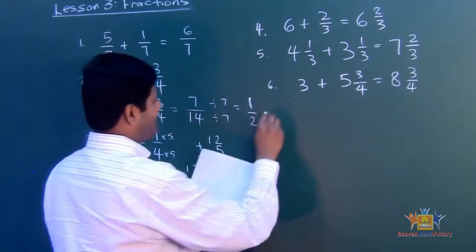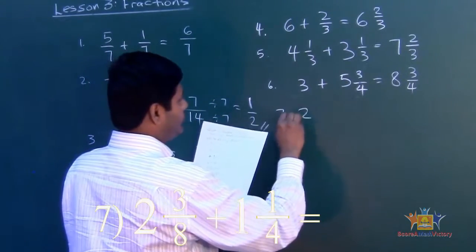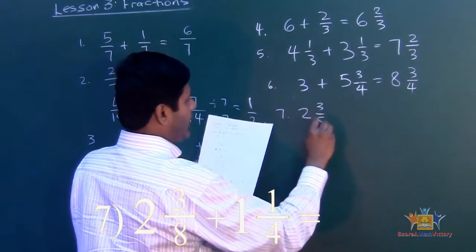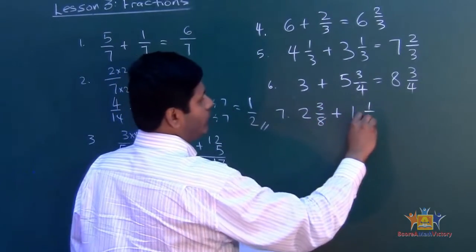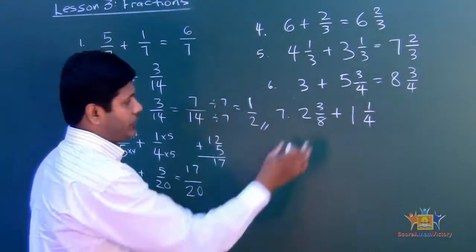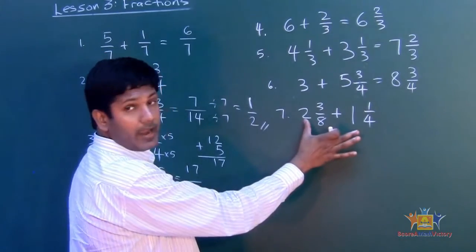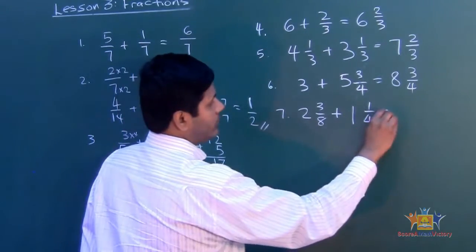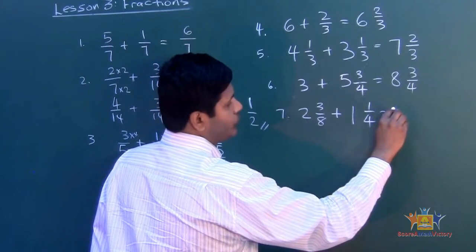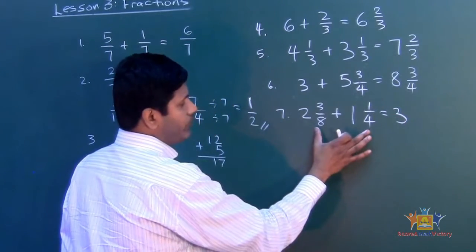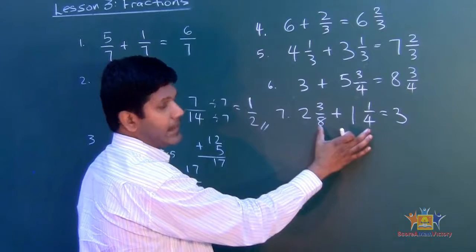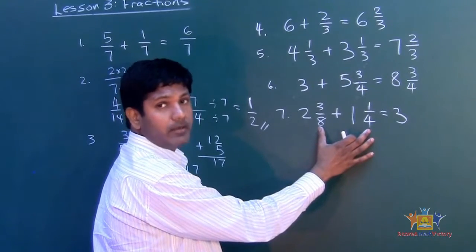Okay, let's look at number 7. Number 7, you got 2 and 3 over 8 plus 1 and 1 over 4. Okay, so you got 2 mixed numbers. So first we add the whole numbers. Okay, 2 plus 1 is 3. Now we're going to add the fractions. In this case we cannot add yet. Why? They don't have a common denominator.